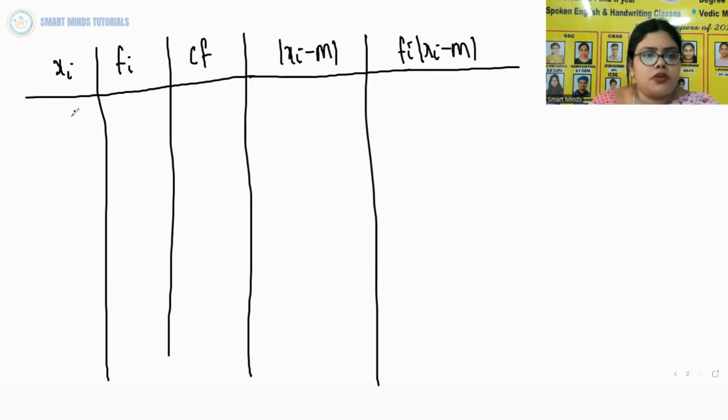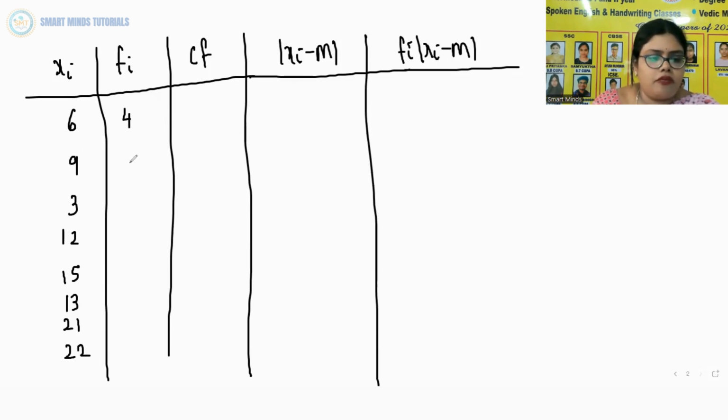So what is given to us? Xi: 6, 9, 3, 12, 15, 13, 21, 22. And Fi is 4, 5, 3, 2, 5, 4, 4, 3. Always we need to add the Fi column. If you add this, what is the answer you get? You get 30. This is sigma Fi, or you can call it N.